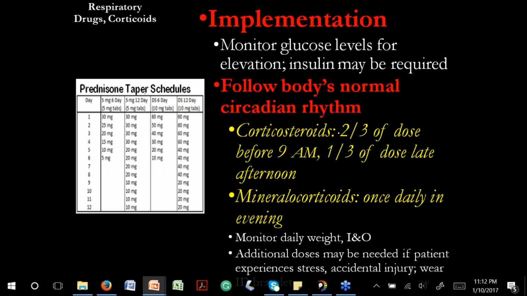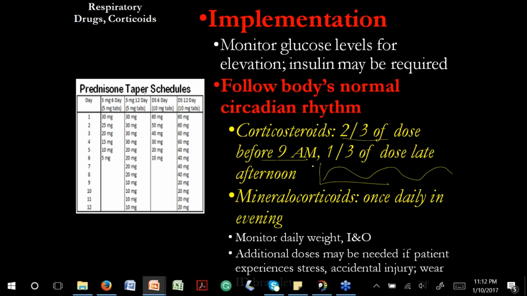The corticosteroids are going to be 2/3 of the dose before 9 a.m., so that means in the morning, and 1/3 of the dose late in the afternoon. Why is that? Because you are trying to simulate the rhythm of production of the cortisol. So when you are going to stop the medication, you are not going to be affected.